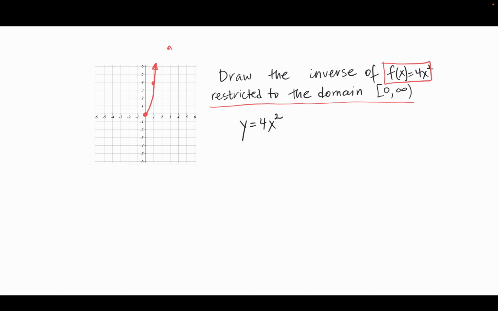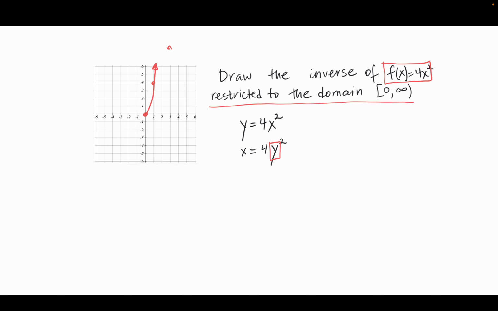Now the next step in finding the inverse is to exchange the places of y and x. So where you see y, you will write x, and where you see x, you will write y. Now what's left to do is to get this y by itself, and then we're done.